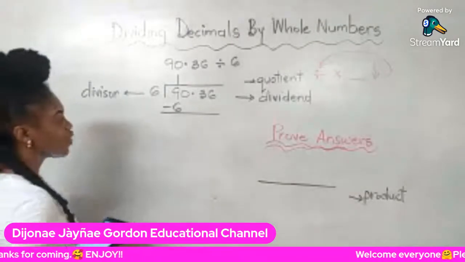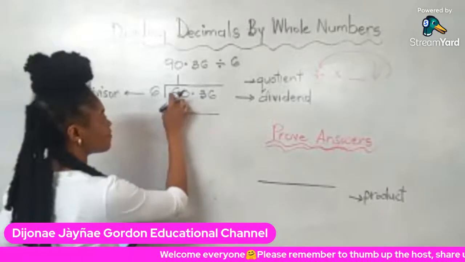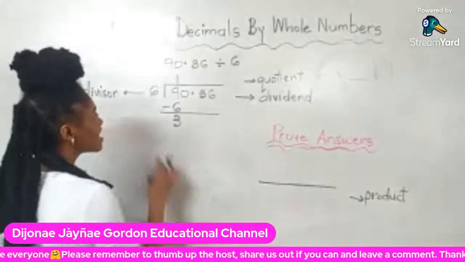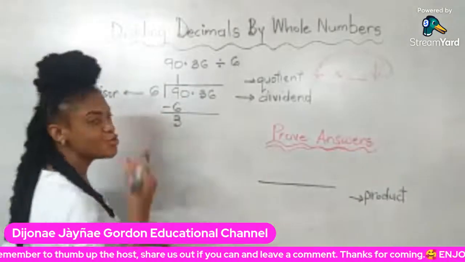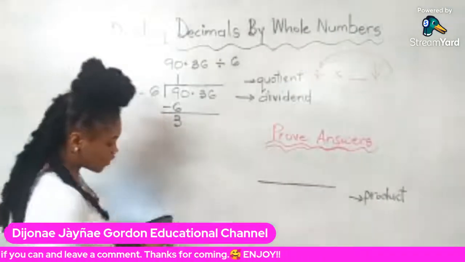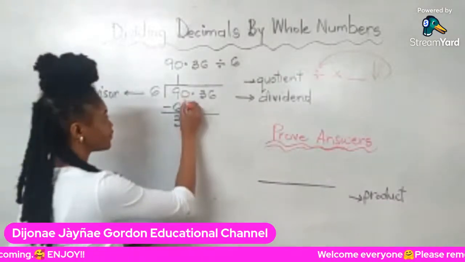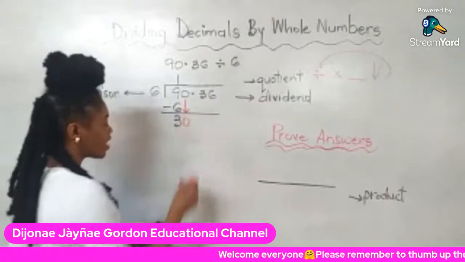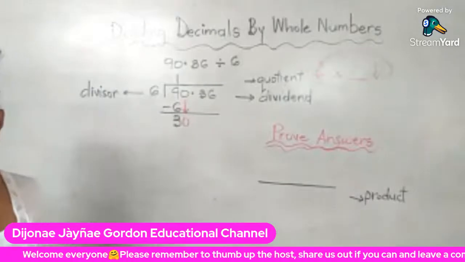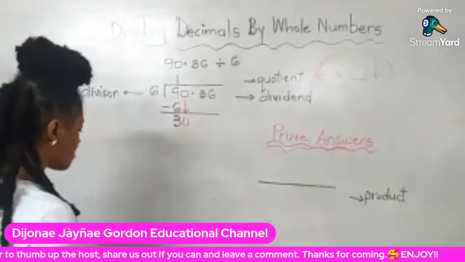The next thing you are going to do is take away 6 from 9, and of course, you are left with 3. Can you get a group of 6 from 3? No, because 3 is smaller than 6. So the next thing you are going to do is bring up this here. And now we are going to end up with 30.